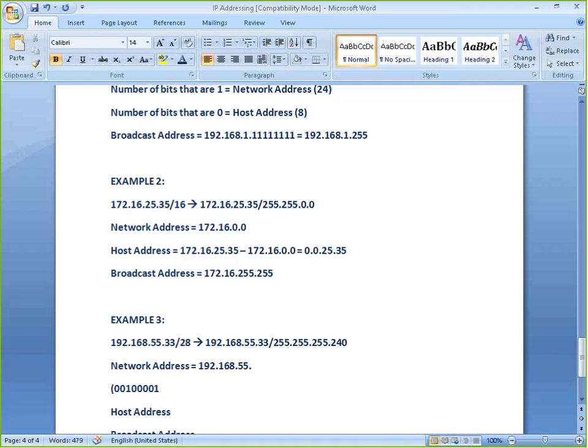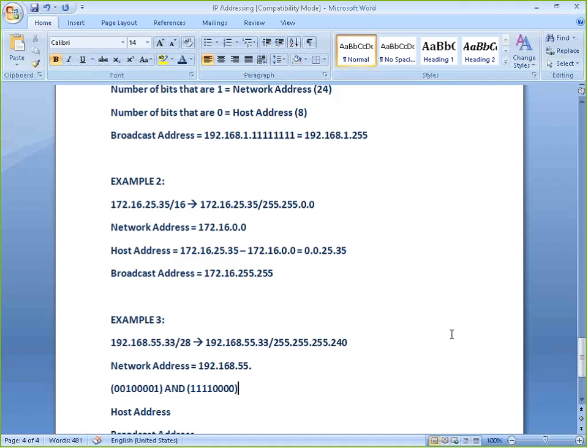Do you understand? This is how I would represent 33. Then I'm going to make use of a logical AND here, and 240 is going to be represented as 1, 1, 1, 1, 0, 0, 0, 0. That is how 240 is going to be. Do you agree?